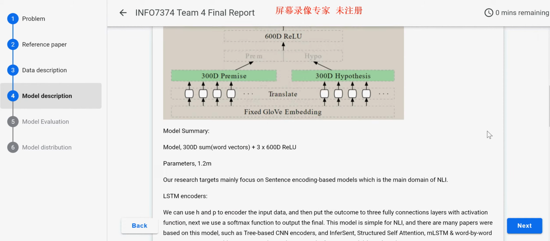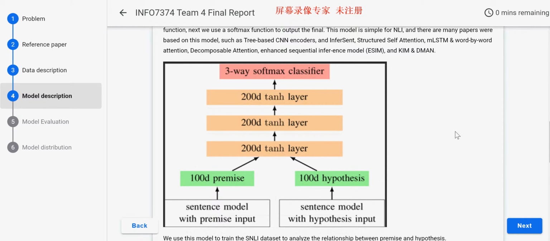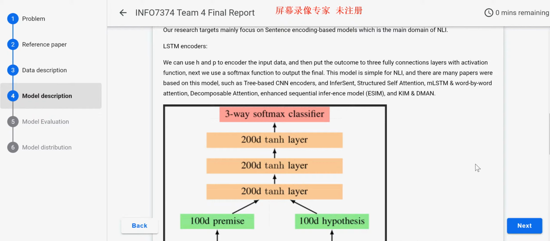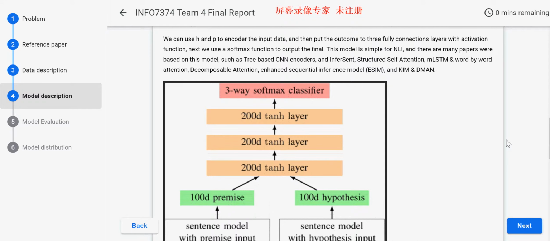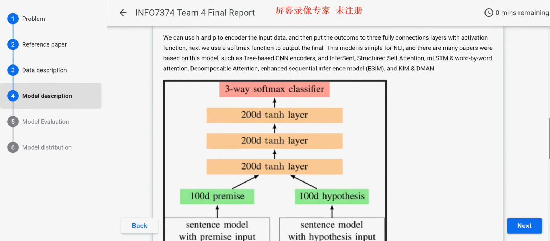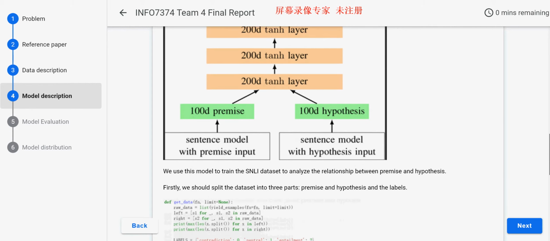Comparing our model with the model from the paper, we have some differences, such as the activation functions. And here we use 300 dimensions to handle the input data. Firstly, we use encoders for the hypothesis and premise to encode the input data, and then we put the outcome into three fully connected layers with the ReLU activation function. Next, we use the softmax function to output the final result.